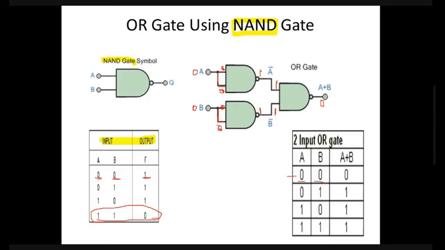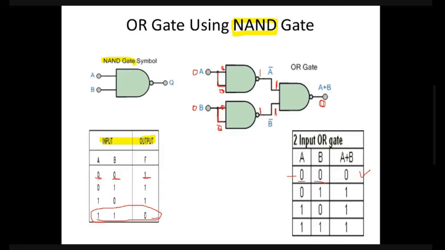And these both inputs are connected to the next NAND gate. This one comes here, this one comes here. So here the A input is 1, and here the B input is 1. So with 1, 1, the output is 0. So we take the output as 0. Finally, with 0, 0 as input, the output is 0. So we satisfy the first condition.